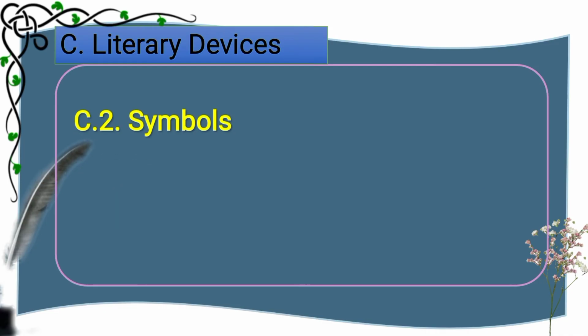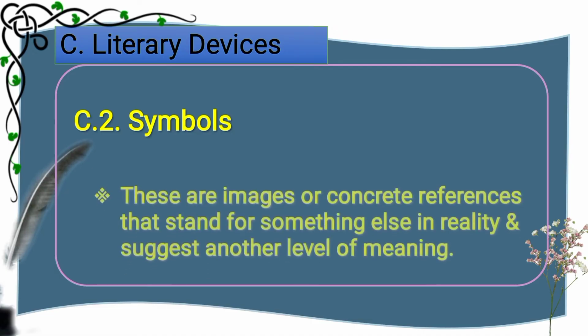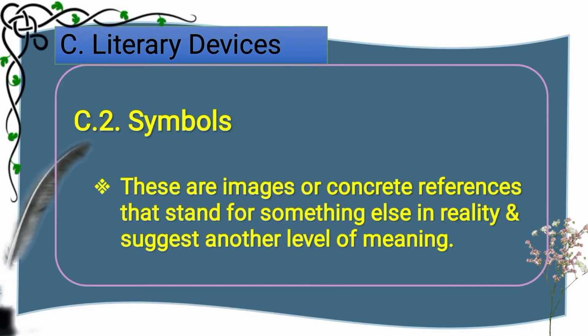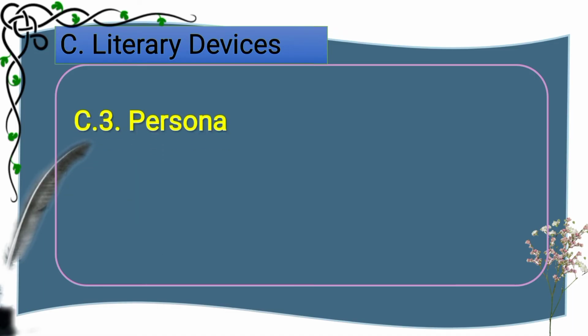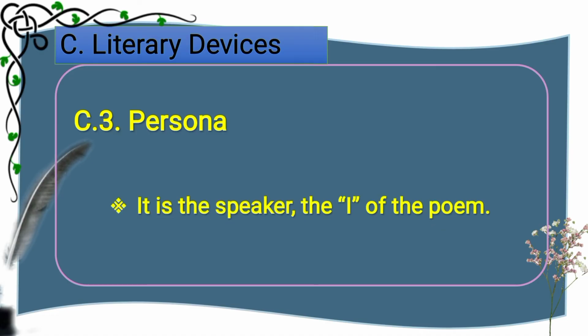Next is symbols. These are images or concrete references that stand for something else in reality and suggest another level of meaning. Next is the persona. It is the speaker, the I of the poem. It is a fictional personage not at all equivalent to the poet, who may not be speaking to the reader but to another character in the poem.